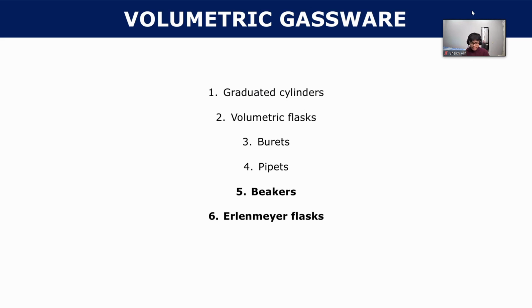And you might see that there's 6. 5 and 6 are not volumetric glassware. I want to make that clear. Beakers and erlenmeyer flasks are not volumetric glassware. And the reason I put them here is so that we can see why they're not. So again, the only volumetric glassware are going to be these. And I think there are more. Like obviously there are going to be more volumetric glassware. But the ones you got to know about are 1, 2, 3, 4.